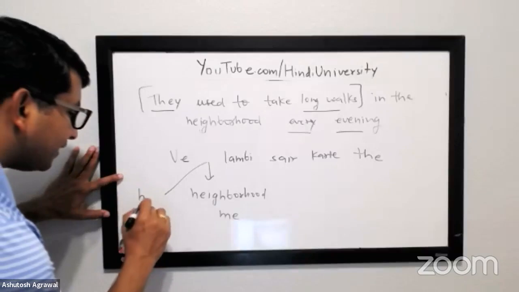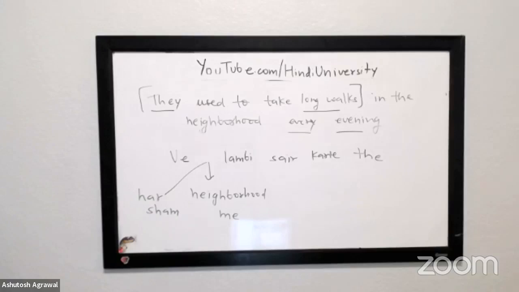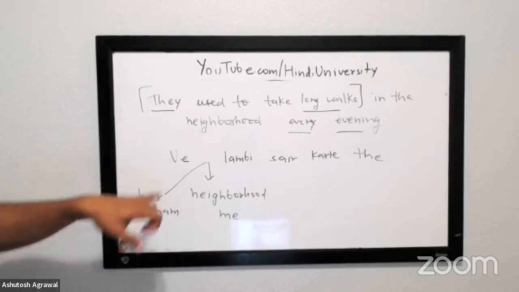Ve har sham neighborhood mein lambi sair karte the. Or you can say the other way around as well. Okay, ve neighborhood mein har sham lambi sair karte the. Okay, awesome. Similarly, ve har sham neighborhood mein tehlte the.